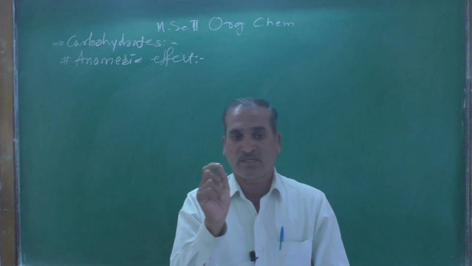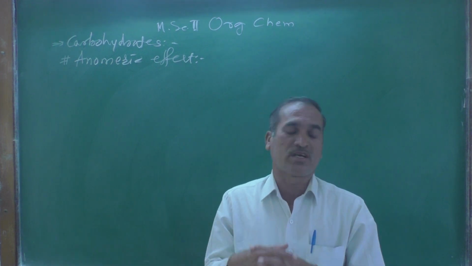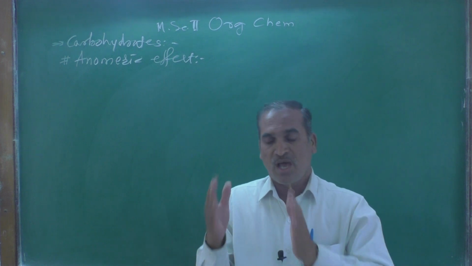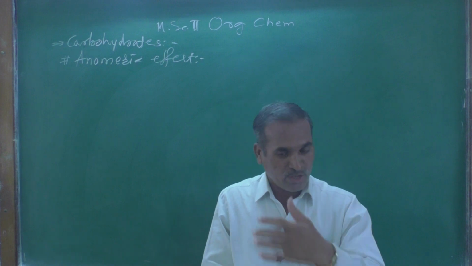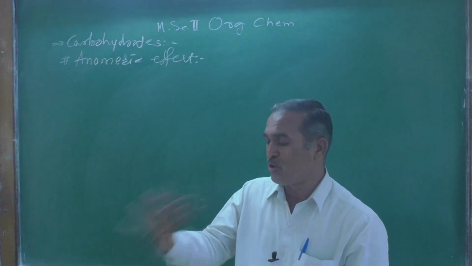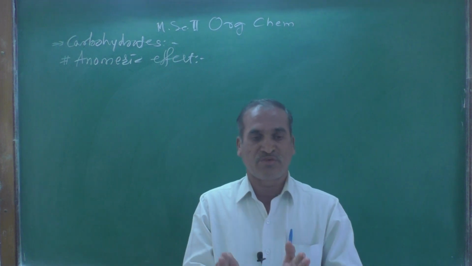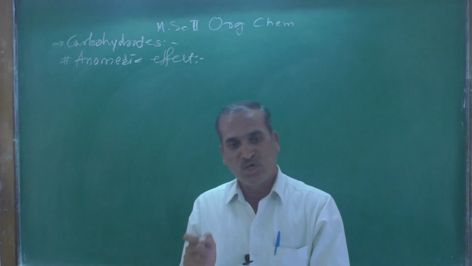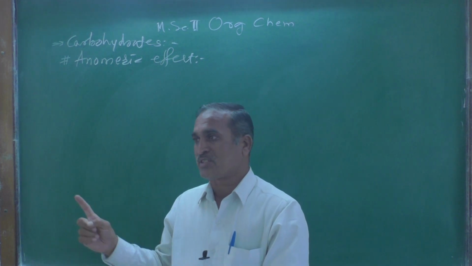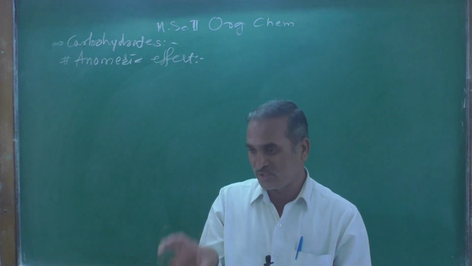That type of optical isomers are known as anomers of each other. They differ in configuration at only one carbon atom. That type of isomers are known as anomers.